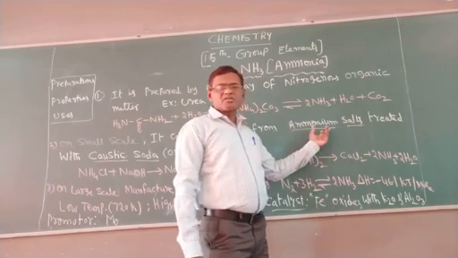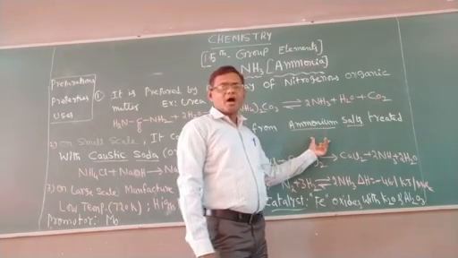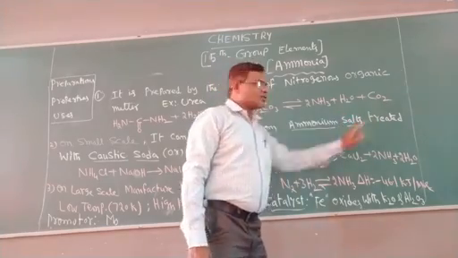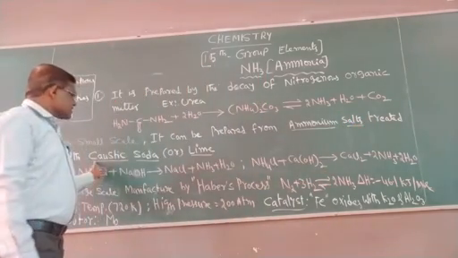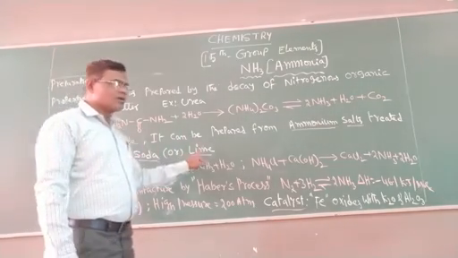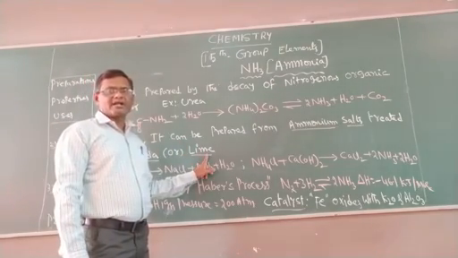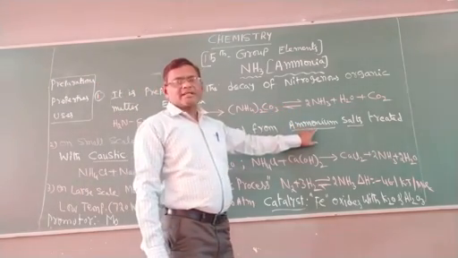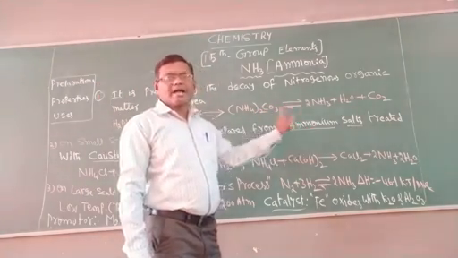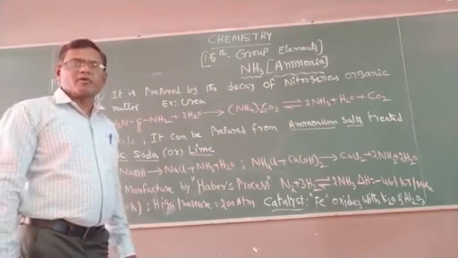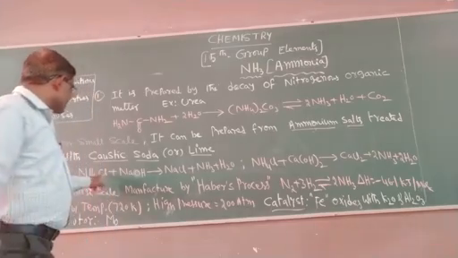Next, one more method: especially on a small scale, ammonia can be prepared from ammonium salts. You use ammonium salts like ammonium chloride, ammonium sulfate, etc. These salts react with caustic soda, which is nothing but sodium hydroxide, or with lime, which is nothing but calcium hydroxide. So ammonium salts are treated with either caustic soda or lime. Then you produce a small quantity of ammonia. That's why you write the equation.